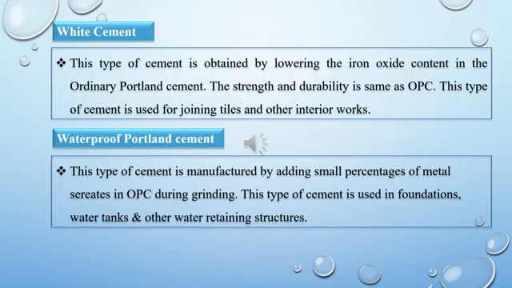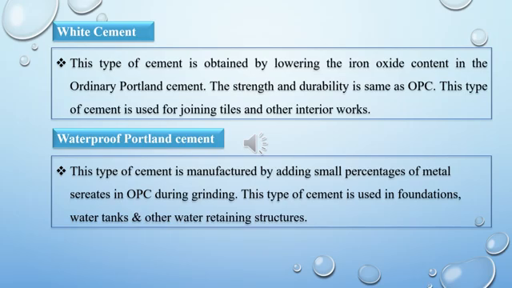Next one is white cement. This type of cement is obtained by lowering the iron oxide content in the ordinary Portland cement. The strength and the durability are the same as the OPC. This type of cement is used for joining the tiles and other interior works.